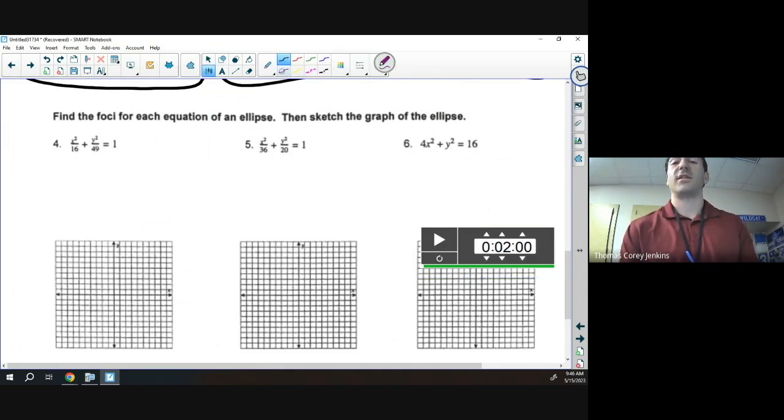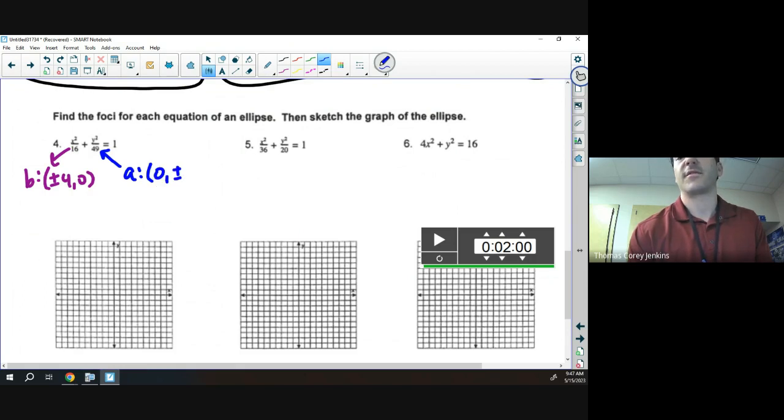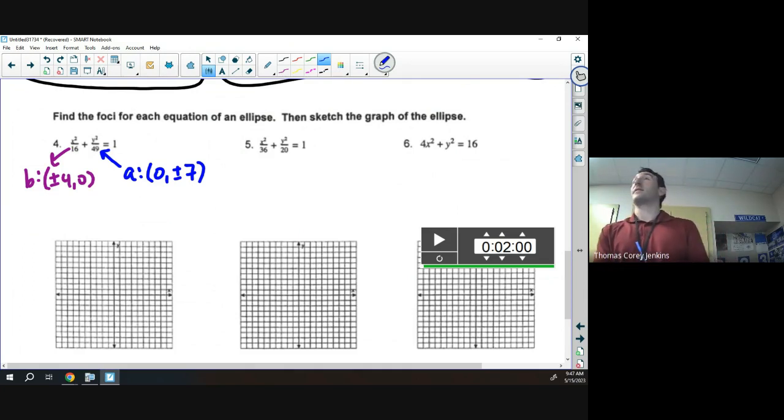Looking at our equation for number 4, we would say that B is, I know it's B because 16 is smaller than 49. Thinking square root of 16 to get 4, so B would be at plus or minus 4, 0. A, my vertices, are going to be at 0, comma, plus or minus the square root of 49, which is 7. Okay?